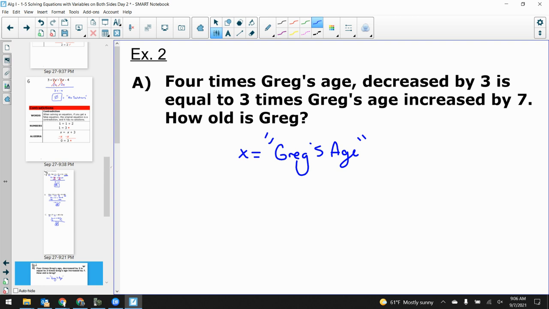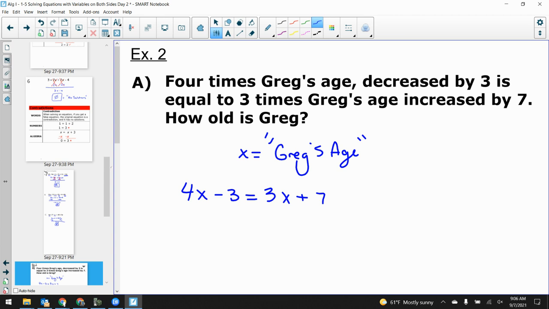All right. So now we say 4 times Greg's age: 4x. Decreased by 3, is equal to 3 times Greg's age, increased by 7. Okay, so all I did there was take each piece and take it from words and put it into math. That's all I did there.